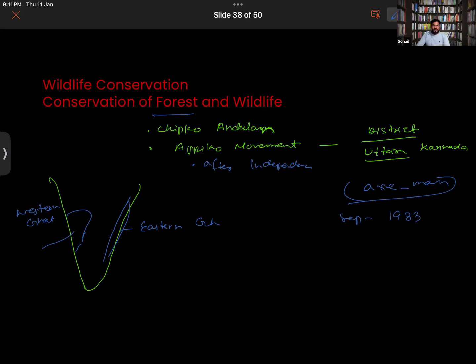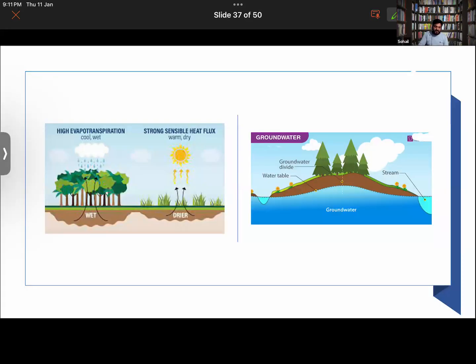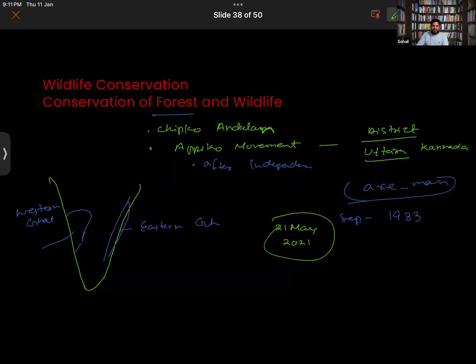Yes, sir. So that was the Appiko movement. Many of you might be wondering about Sundar Lal Bahuguna. He died on 21st May 2021, so he passed almost 2 years ago. He was still alive during 1983, so he gathered the people and helped them to organize this movement. So hope that is clear to you.